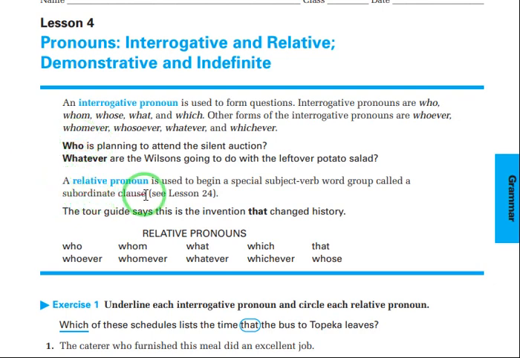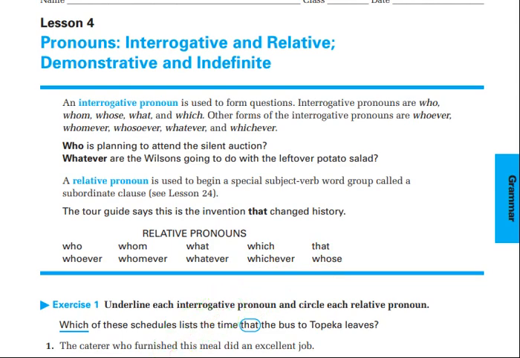A relative pronoun is used to begin a special subject-verb word group called a subordinate clause. The tour guide says this is the invention that changed history. That here is a relative pronoun and it refers to invention. Relative pronouns: who, whom, what, which, that, whoever, whomever, whatever, whichever, whose.